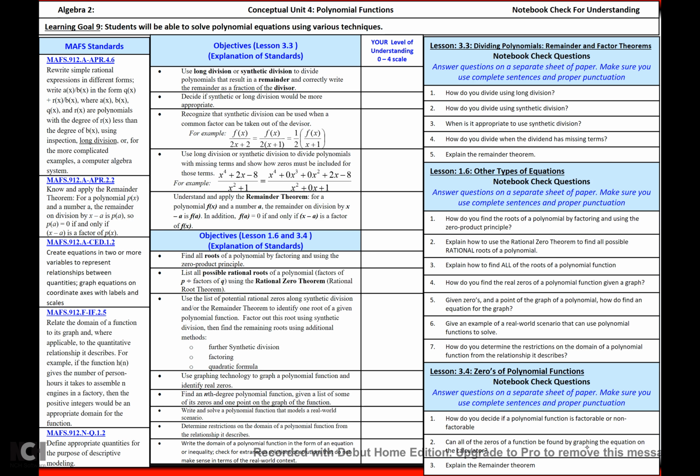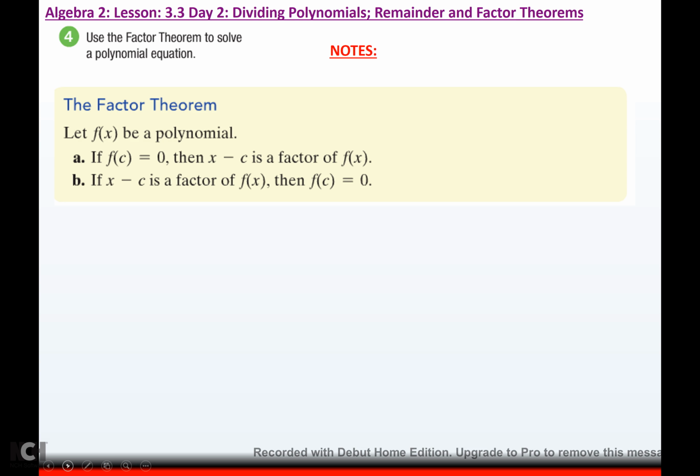Alright, we are going to be talking today more about dividing polynomials and finding the zeros. We have the factor theorem. It says, let f of x be a polynomial. If f of c is equal to 0, then x minus c is a factor of f of x.